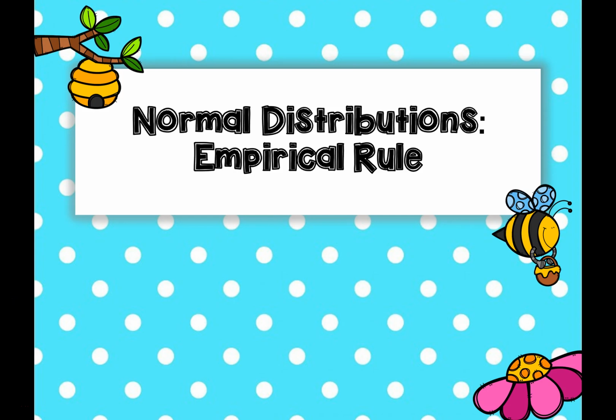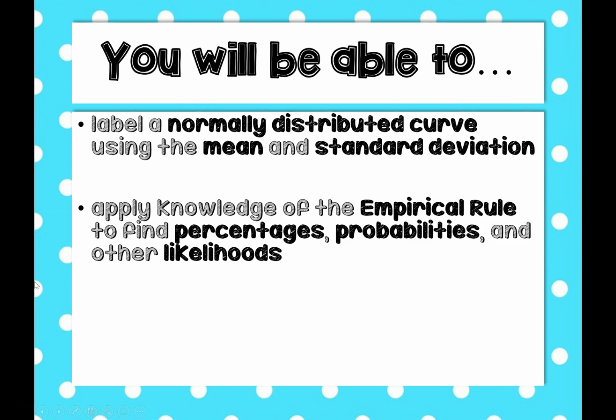Hi everyone, in today's video we are going to start talking about normal distributions, and that is going to start with a conversation about the empirical rule. So in this video we are going to learn how to label a normally distributed curve using the mean and standard deviation, and then we're going to apply knowledge of the empirical rule to find percentages, probabilities, and other likelihoods.